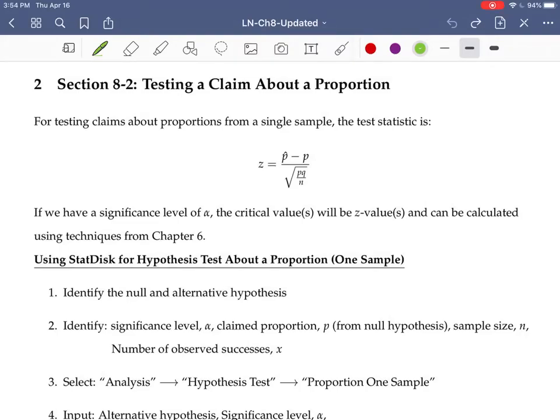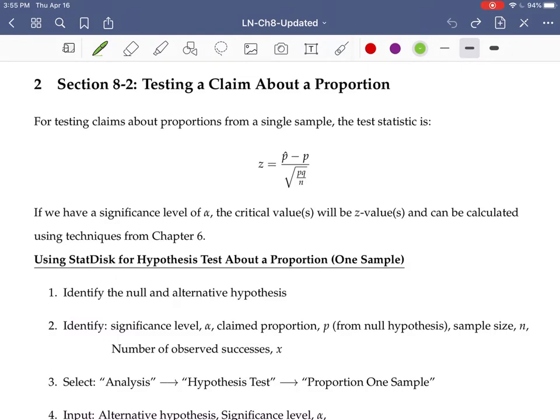In this video, we are going to look at the basics for testing a claim about a proportion. So we're going to talk about going through a hypothesis test in order to look at a claim that maybe the proportion is bigger than some value, or less than some value, or equal to some value, or not equal to some value. So we'll look at testing claims of those sorts.